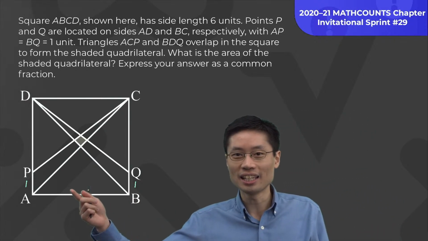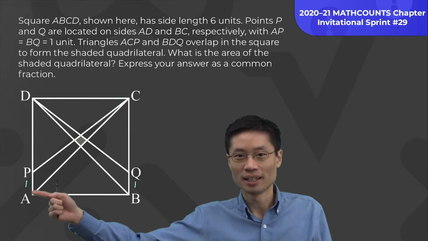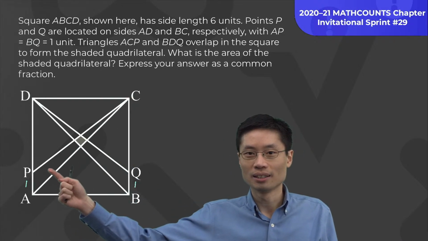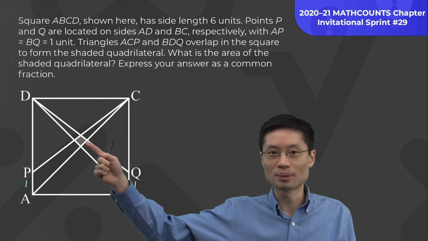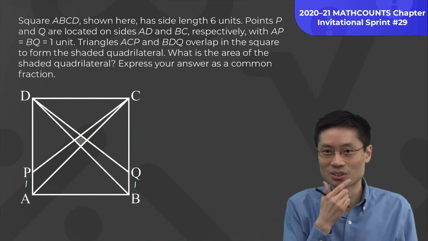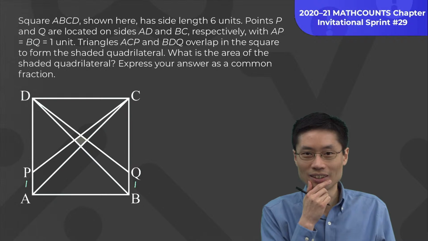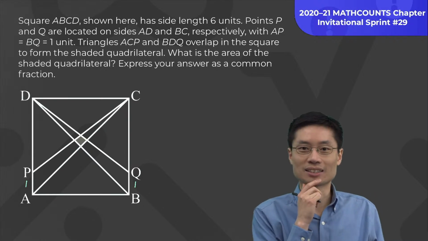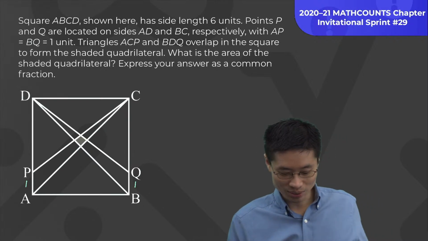Okay, triangles ACP. Where's ACP? Oh yes, they do overlap in the square. They form this little shaded quadrilateral. Okay, that's true. What is the area of the shaded quadrilateral? Oh, that's nifty. Wow. How do you do these questions?